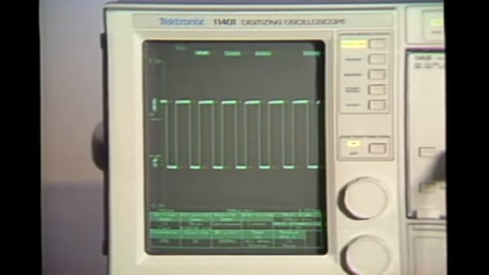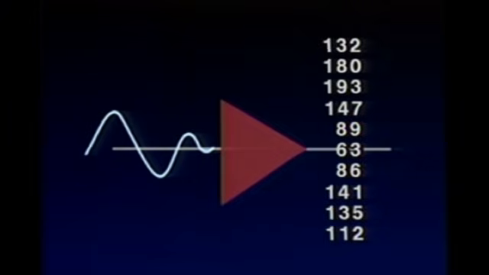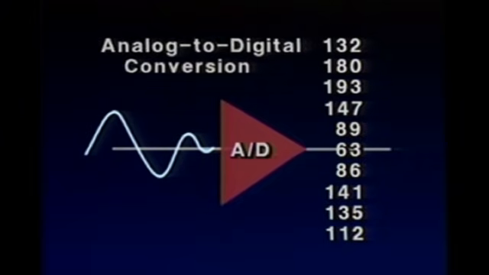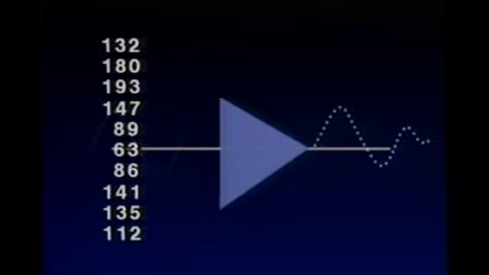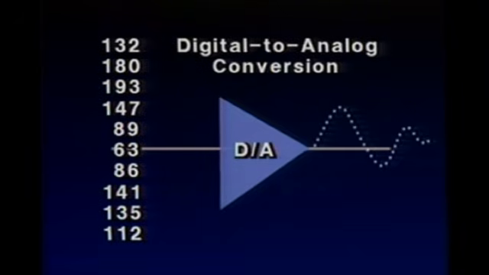The most important difference between a digital storage oscilloscope and an analog oscilloscope is that a digital scope changes analog signals into numbers. This process is called analog to digital conversion, or A to D for short. To display the stored numbers, the reverse process, called D to A conversion, translates these numbers back into the electrical signals required to produce a display.